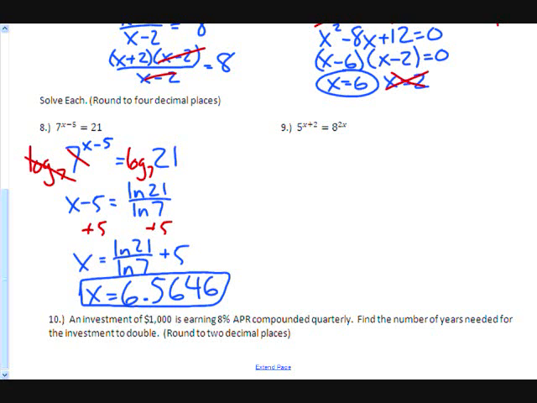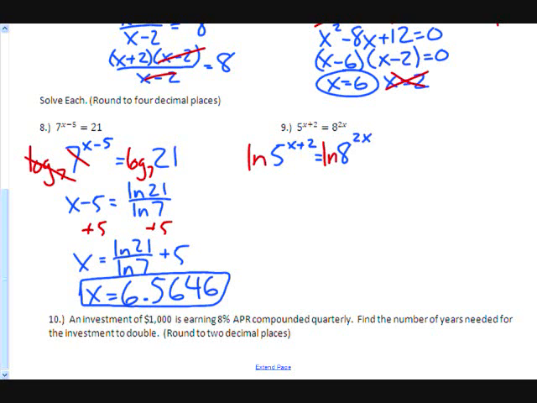You could do log base 5 of each side or log base 8 of each side, but it causes a mess here. So what I'm going to do is I'm just going to take the natural log of each side. So I'm going to take the natural log of this side and the natural log of this side. Let me rewrite that so it's a little bit clearer. I've got 5^(x+2) = 8^(2x), and I'm going to take the natural log of each side.